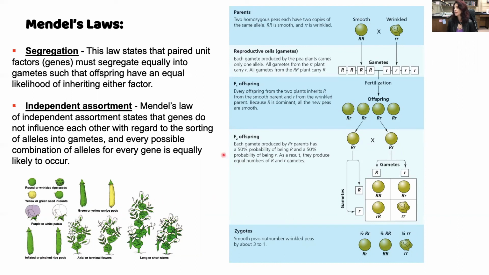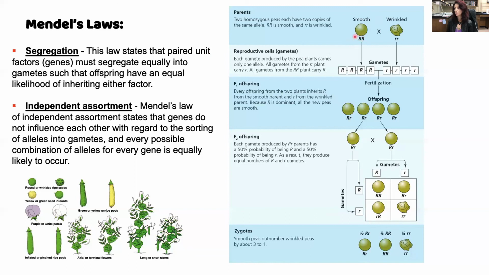So let's go through an example here when we are talking about pea plants specifically. Here we have two peas, one that has a smooth phenotype and one that has a wrinkled phenotype. That is their physical appearance. This is our parental generation. Two homozygous peas each have two copies of the same allele. What we mean by allele is the gene variant for either smooth or wrinkled phenotype. Big R, capital R, is the allele for a smooth phenotype. Little r is the allele for the wrinkled phenotype.